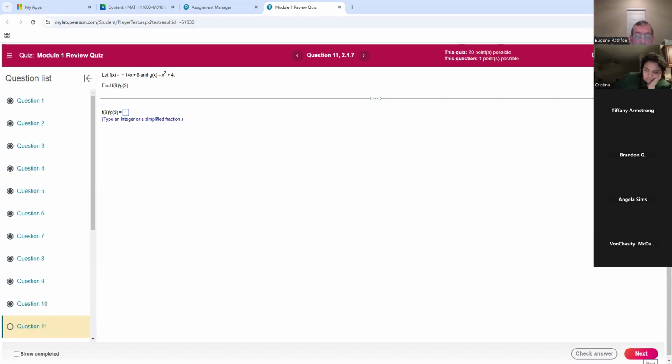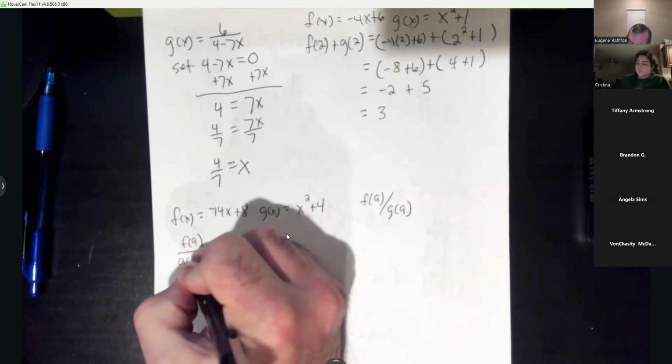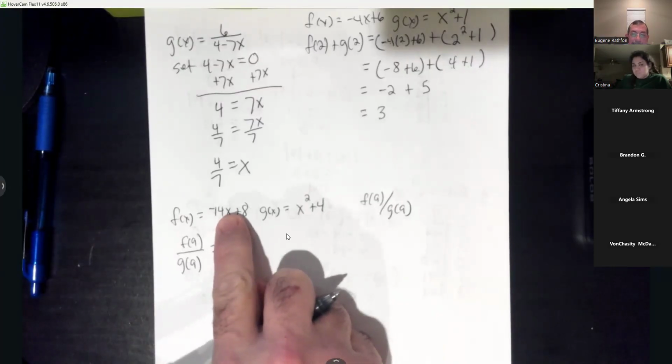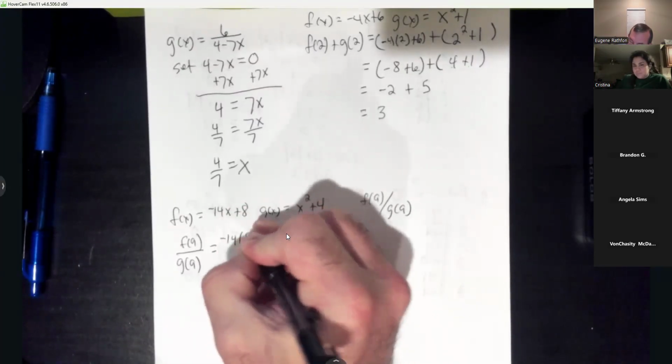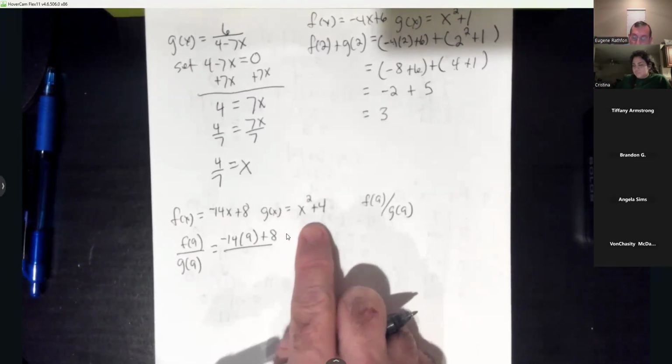Same thing here. F of x is negative 14x plus 8. G of x is x squared plus 4. They want us to find f of 9 divided by g of 9. Alrighty, so let me get my sheet here. All right, so f of 9 divided by g of 9. My f will be on top, so I'm putting a 9 in for that x. So I got negative 14 times 9 plus 8. On bottom for g, I'm going to have 9 squared plus 4.